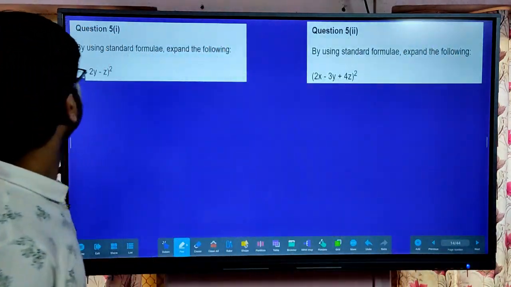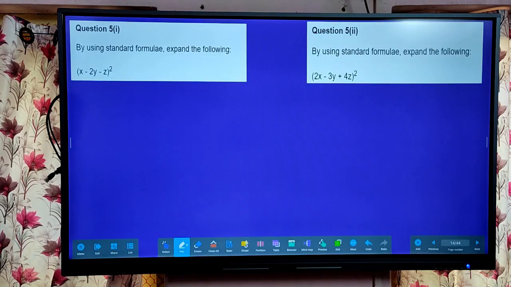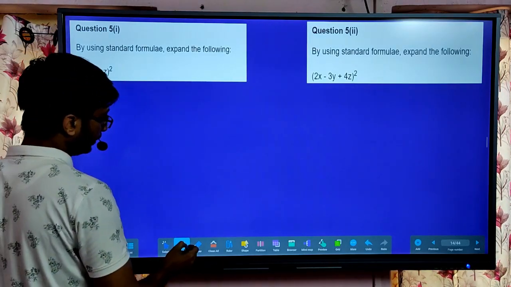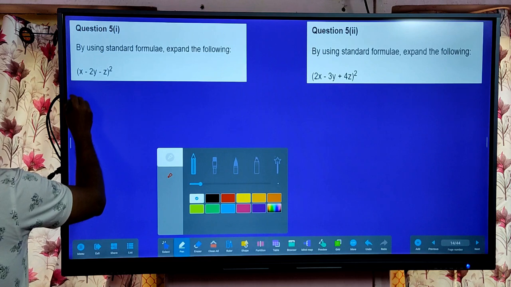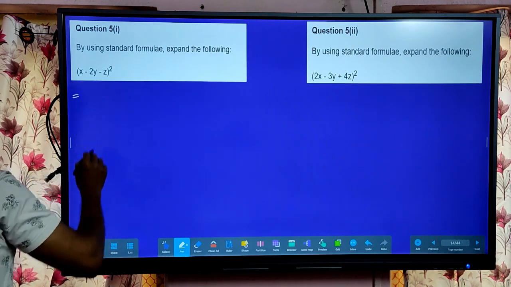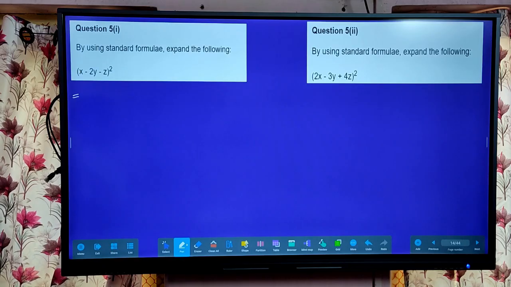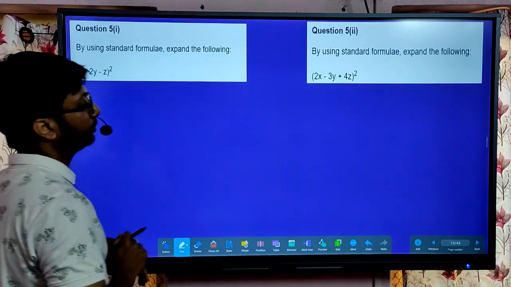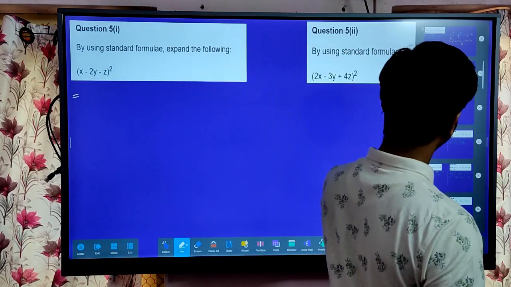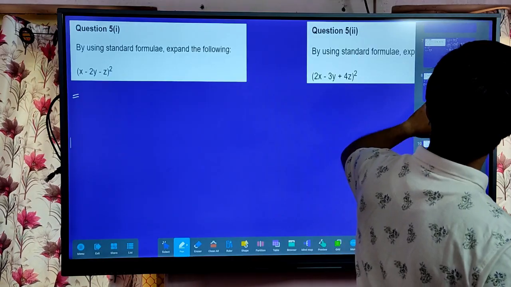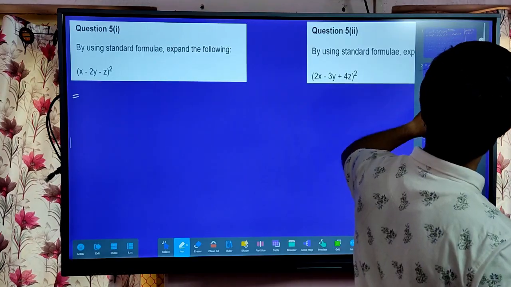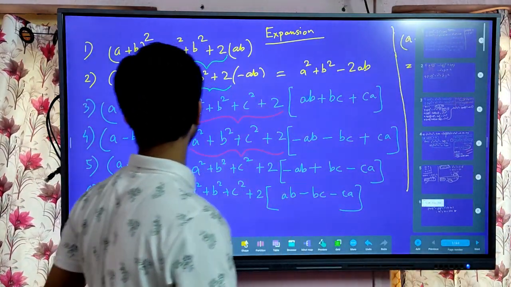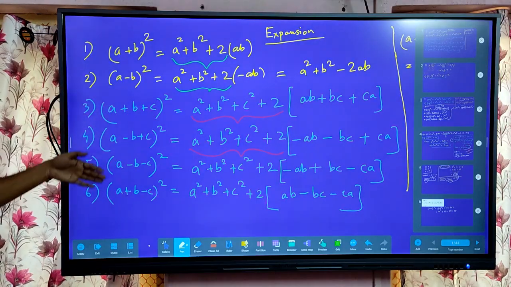Now let's see. By using the standard formula, expand the following. So the 3-term formula that we have learned previously. So let us see how the 3-term is carried out. The first term will be a square plus b square plus c square plus 2. Up to that portion, if you don't remember, let us see. We did that in the second page, I think. Yes, first page. See these formulas.